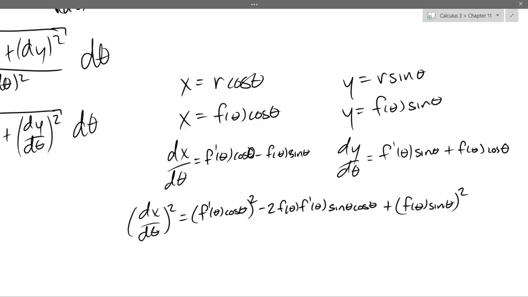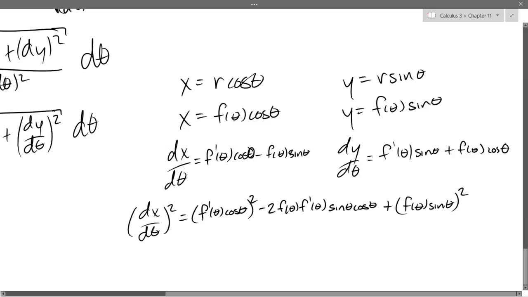So unfortunately, that's the squared, the foiled out version right there. You get the first term squared, last term squared, and then you got the outside, two outside inside, because they're going to be the same thing.